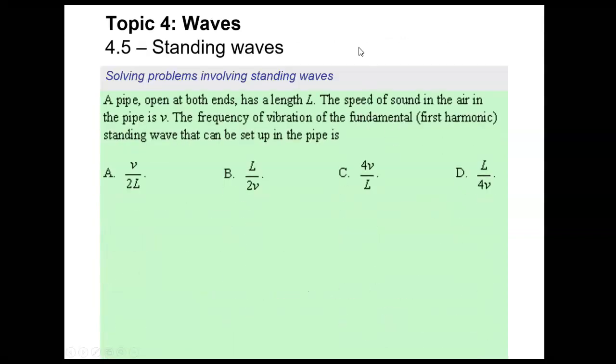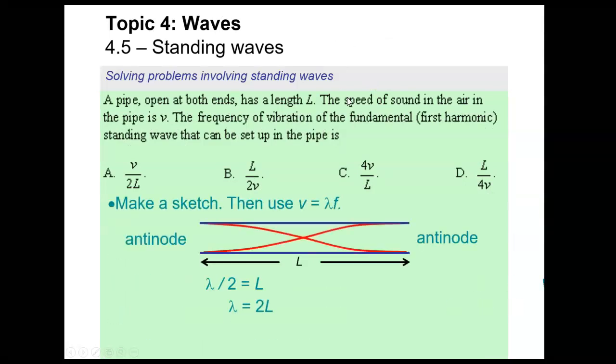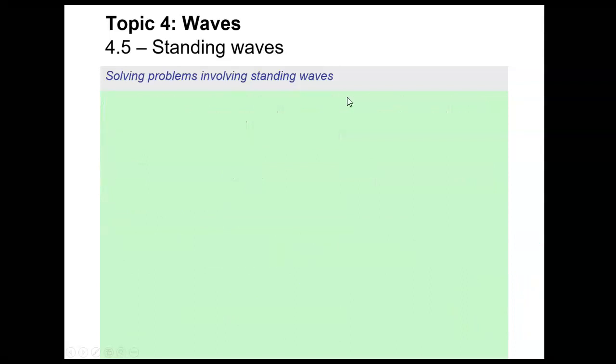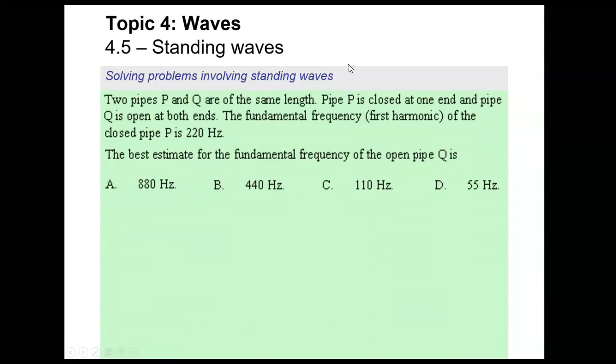Okay, so let's just do a few more quick examples. Actually, I think we did this one already. So take a look at this question. Two pipes P and Q are of the same length. Pipe P is closed at one end, and pipe Q is open at both ends. The first harmonic of the closed pipe P is 220 Hz. The best estimate for the fundamental frequency of the open pipe Q is blank.